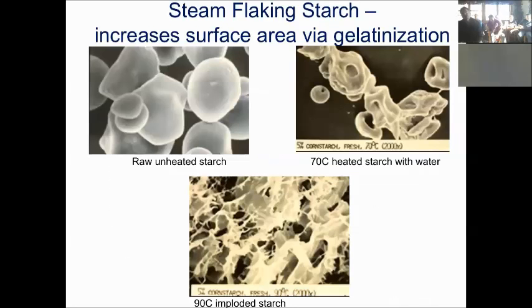And this happens to be some pictures of raw unheated starch granules here, 70% heated with water, so we've got some gelatinization occurring, and then something that was actually imploded at 90 degrees C. And I think it's pretty obvious that even without particle size grinding differences, this gelatinization and heat with moisture is actually improving and increasing the surface area that's available for attachment by rumen bacteria and or the cow's enzymes.